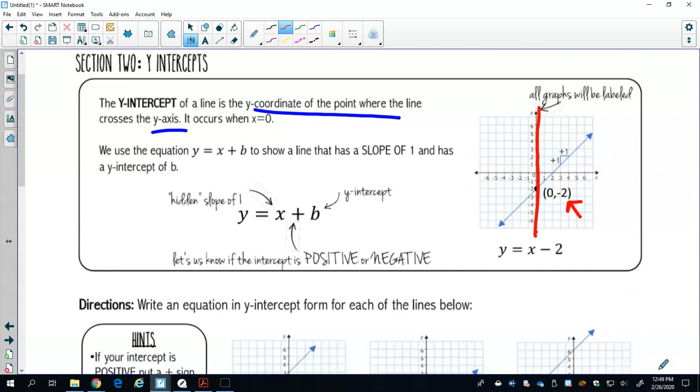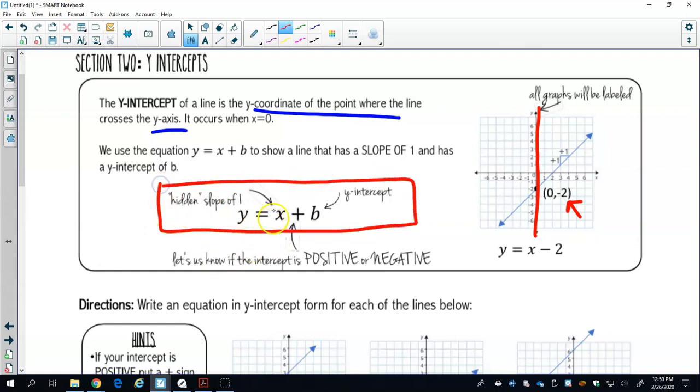Your formula, we had y equals mx for slope form. This formula is going to be y equals x plus b. You have a hidden slope. What is the hidden slope? What number goes here? 1. Because it's 1x. So that means when you're graphing these, it's going to be rise 1, run 1. So your slope for any of these additives is going to be 1 over 1. And again, this is just for additive relationships that have a slope of 1.